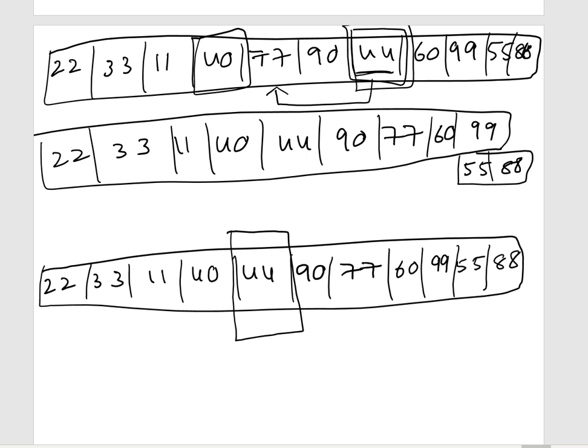Yes, 44 is the pivot value. Now all the elements here are lesser than the pivot value, and all the elements here are greater than the pivot value. Now if you see this list, this is sublist 1, this is sublist 2. You repeat the same step here.